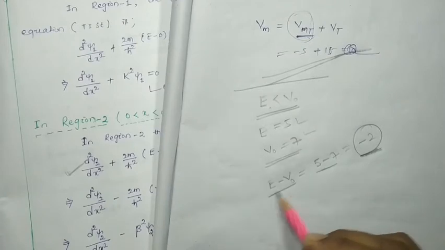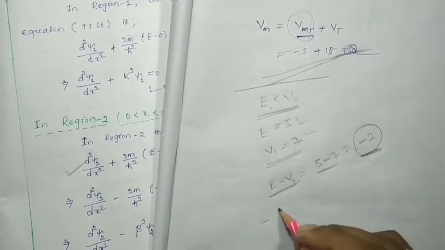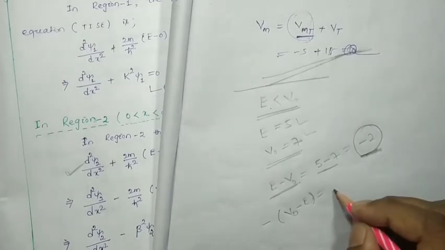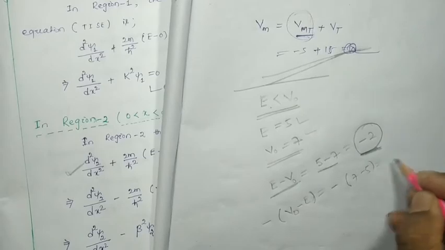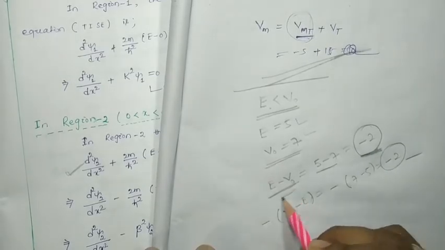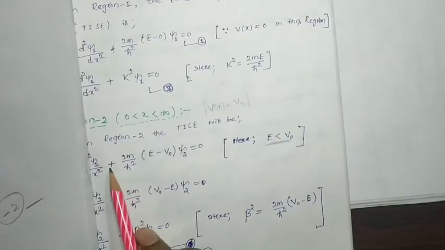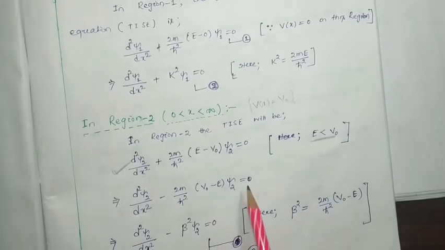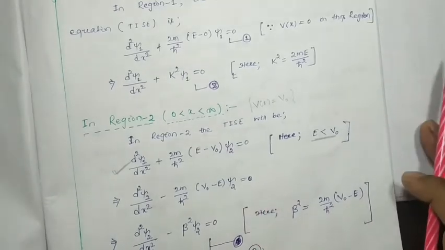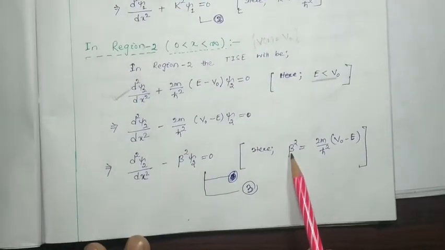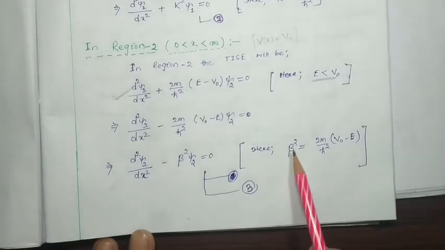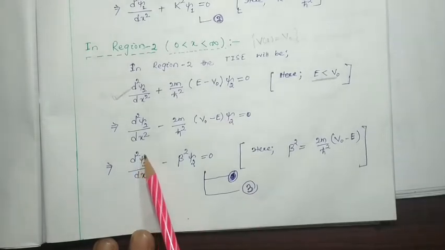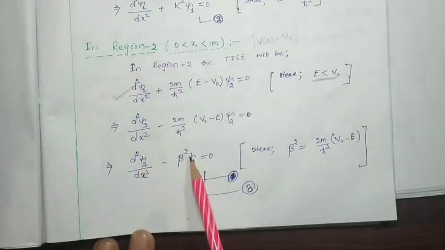Now instead of writing E minus V0, if I write minus (V0 minus E), the same answer I am going to get. See, minus (7 minus 5) is also minus 2. So instead of writing E minus V0, here we have written minus (V0 minus E) psi 2 equal to 0. Okay, now let beta square, this is beta square, not B, beta square equal to 2m by h cross square (V0 minus E). So hence it will be d square psi 2 by dx square minus beta square psi 2 equal to 0.